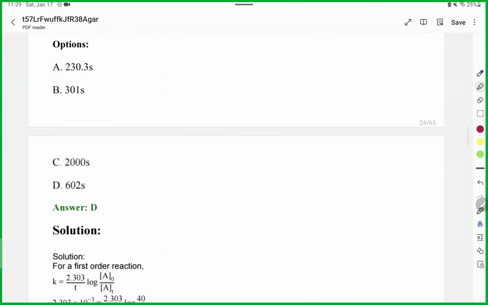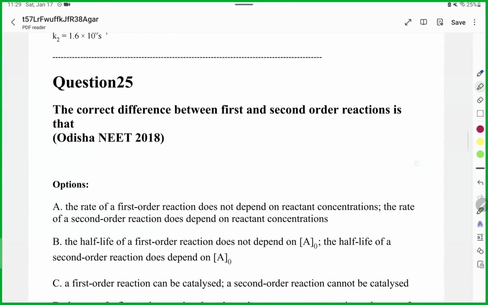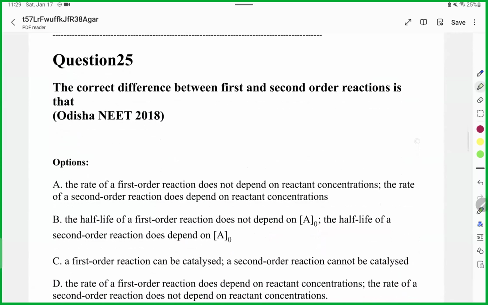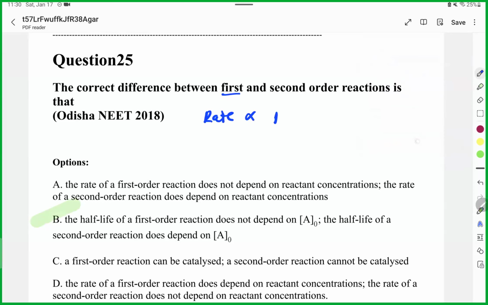Tuhina. Last question for you. The correct difference between the first order and second order reaction is... Sir, it is option C. Though B we haven't studied yet, in the first order your rate will directly depend upon the reactant concentration to the power 1, and in the second, the rate depends on the reactant concentration to the power 2, correct?